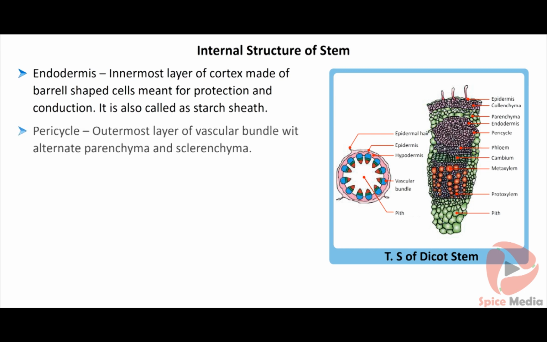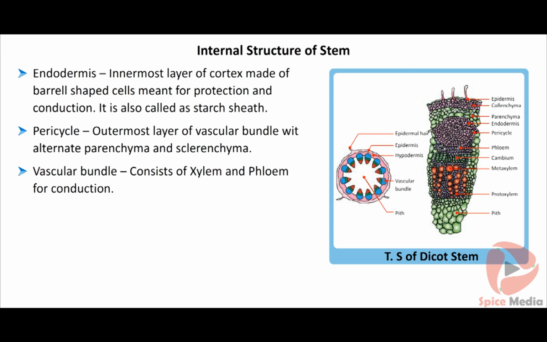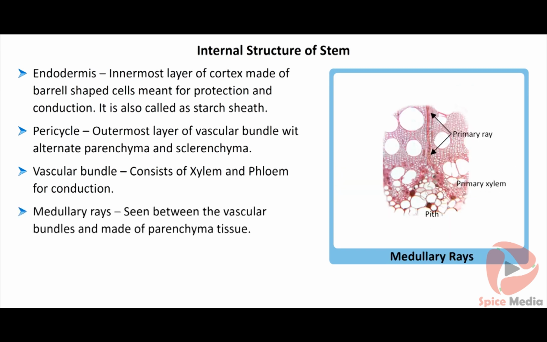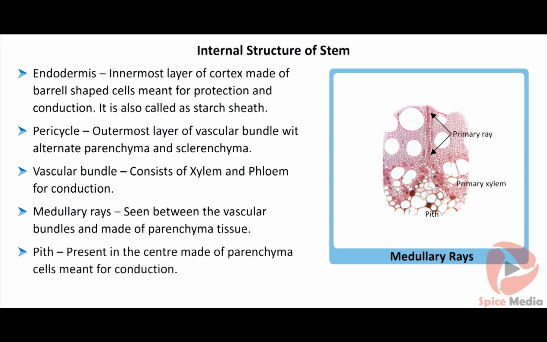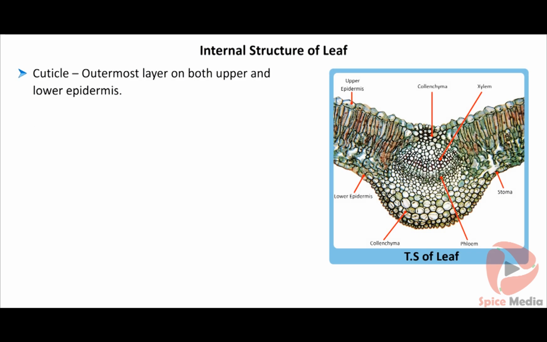Endodermis is the innermost layer of the cortex, otherwise called the starch sheath, made up of barrel-shaped cells, and helps in protection and conduction. Pericycle is the outermost layer of the vascular bundle, made of parenchyma and sclerenchyma alternately. Vascular bundle consists of xylem for conducting water, phloem for translocating food and cambium for secondary growth. Medullary rays are cells made of parenchyma which extend between vascular bundles. Pith is present in the center of the stem, made of parenchyma cells meant for conduction.